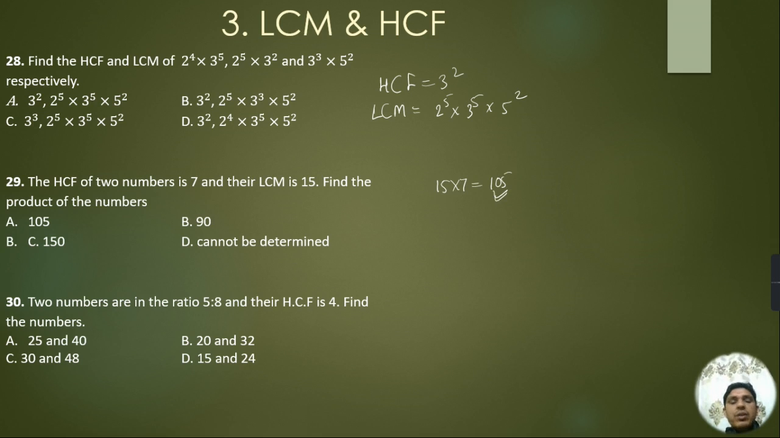Okay. Question number 30: the two numbers are in the ratio 5:8 and their HCF is 4. Find the numbers. HCF is the highest common factor that can divide all the given numbers. So the numbers will be 5 multiplied by 4, that is 20, and 8 multiplied by 4, that is 32. That means option number B, right?